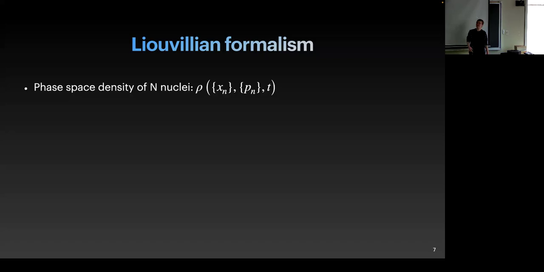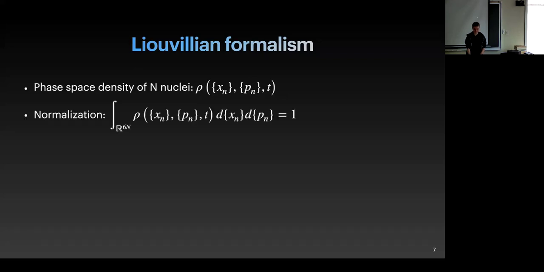So what we start with is the phase space density, right? So essentially the probability density of finding the nuclei in a certain position configuration with certain momenta p at time t. And it's, again, as I said, a probability distribution. So if you integrate over all coordinates, essentially over all your positions and all your momenta, it needs to integrate up to 1.